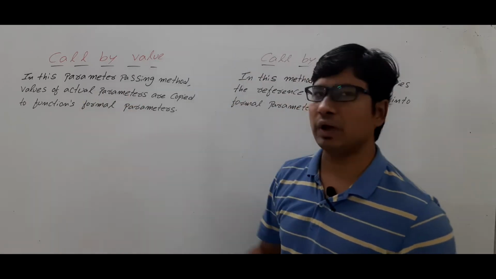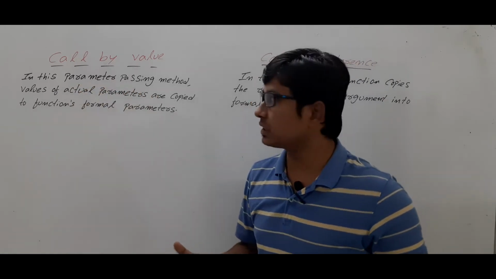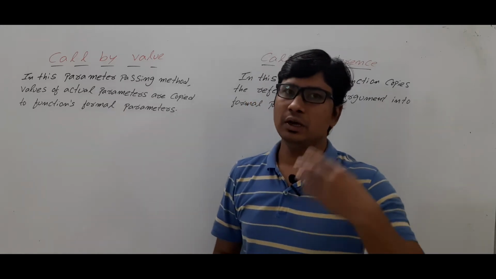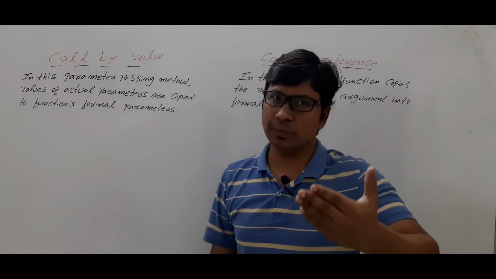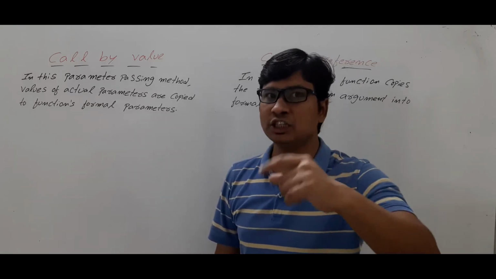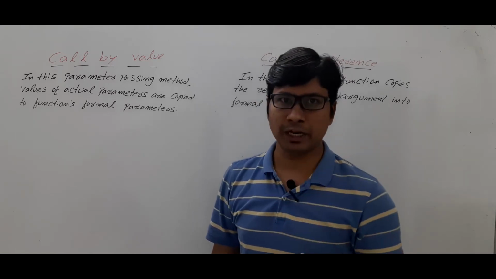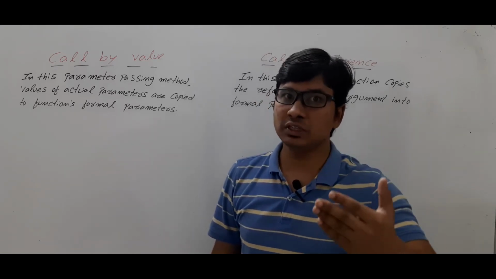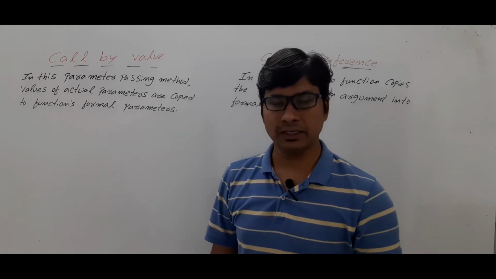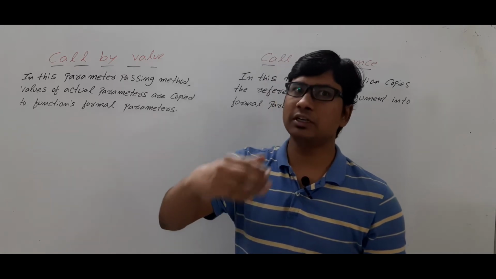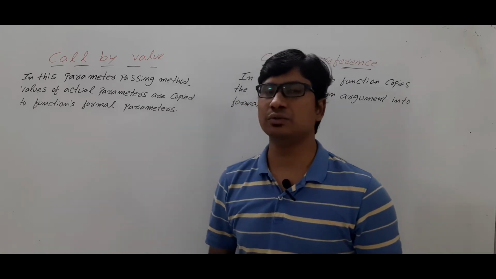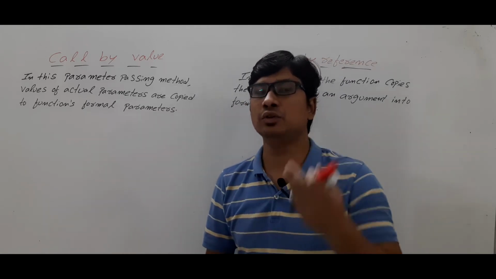If you look at the call by value, in this parameter passing method, the values of actual parameters are copied in the formal parameters. We have two types of parameters: actual parameters and formal parameters. The parameters which we are using in the function calling, we will call actual parameters. The parameters which we are using in the function definition, we will call formal parameters. Now, if you are passing the values in the actual parameters, and the formal parameters are receiving the values, then we will call it the call by value concept.